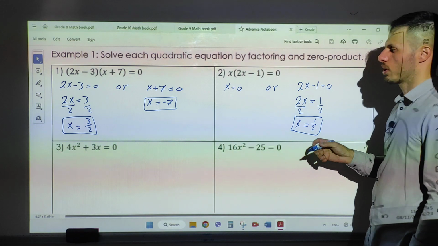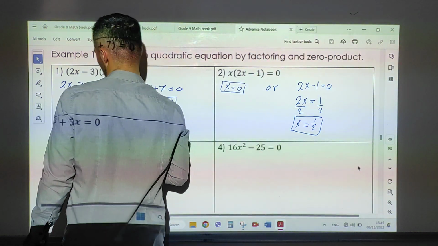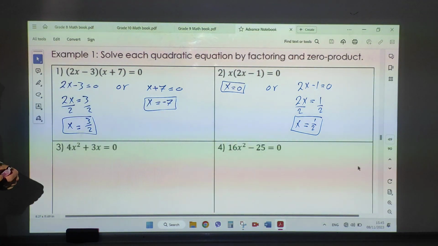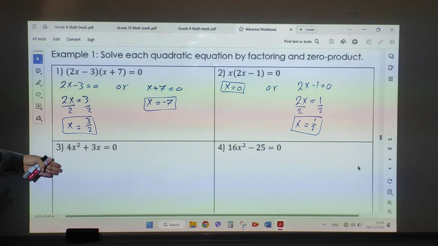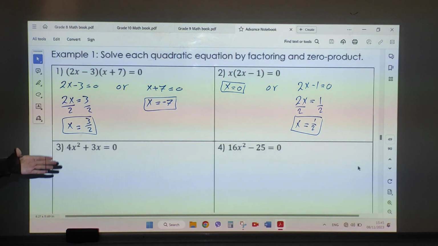And the third question that we have, the first solution was x equals 0, and the other one x equals 1 over 2. This one is not factored, there's no multiplication. In this case we have to factor, as we learned in 2.4 and 2.5 about factoring. We must factor that equal 0, then we can solve.